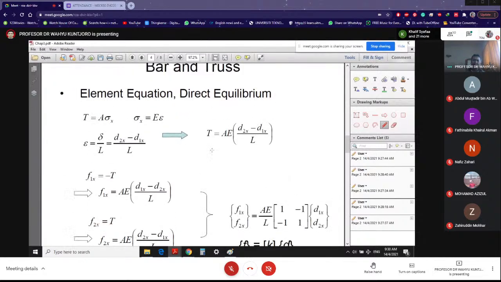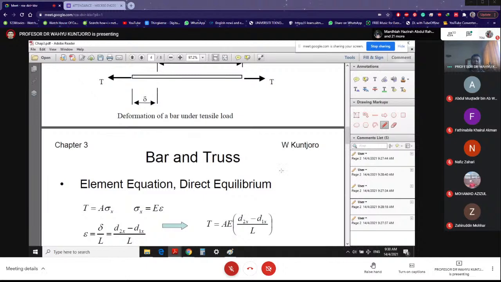Let's look at this equation. T is the force, so T, the force, must equal the cross-sectional area of the bar multiplied by the stress. Due to the tensile force, of course there will be stress in the bar. And that is the relation: force equals area multiplied by the stress. That's what you have learned. Why do I have X? Because it is in the X direction.